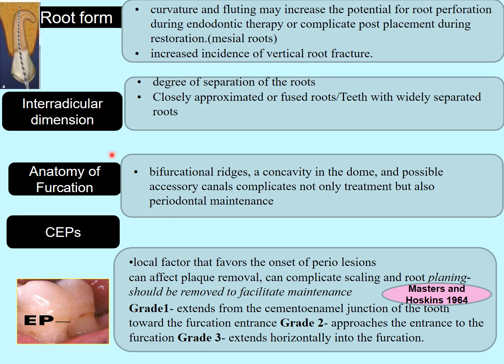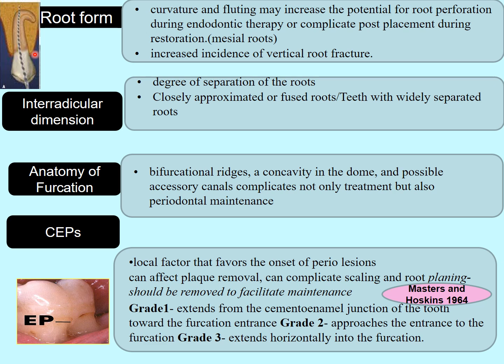Coming to root form, there can be different types of root forms, and this also plays an important role. There can be curved roots. Usually you see this in the mesial roots of the mandibular molar, and sometimes it can happen in other roots also. This is the case of a premolar. You can see this curvature and fluting that leads to root perforation easily while doing endodontic therapy, and it can also complicate post placement during restoration. It can also increase the incidence of vertical root fracture. So root forms play an important role.